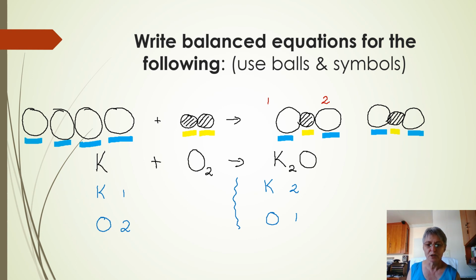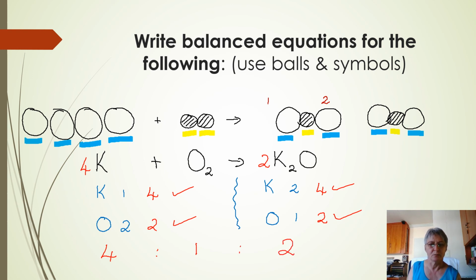To balance the equation, I want 2 oxygen atoms on the right-hand side for it to be the same as the 2 oxygens on the left-hand side. So we need to multiply potassium oxide by 2, then we get 4 potassium atoms. To get 4 potassium atoms on the left-hand side, we need to multiply the potassium by 4. So there we have a balanced equation for the reaction, and the ratio is 4 to 1 to 2: 4 potassiums to 1 oxygen to 2 potassium oxides.